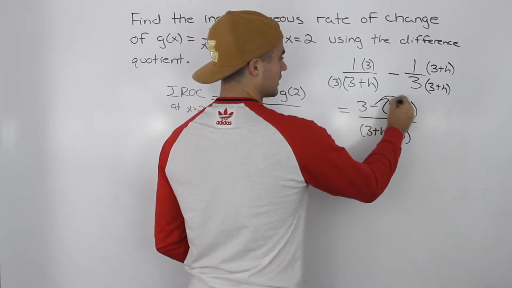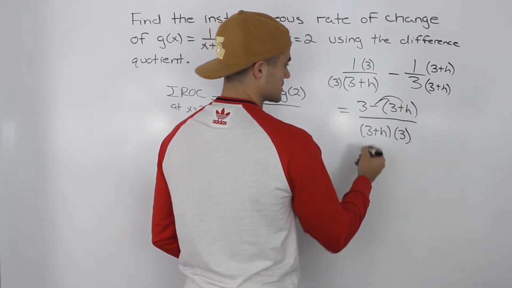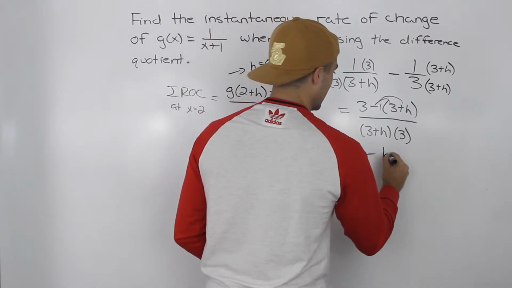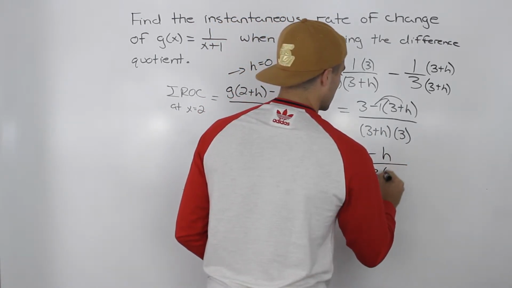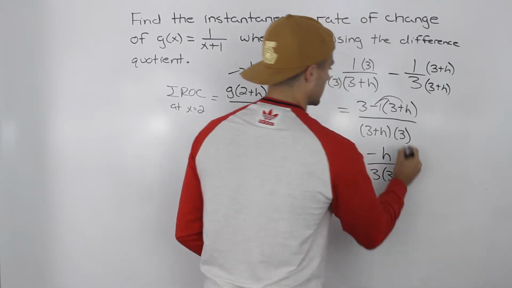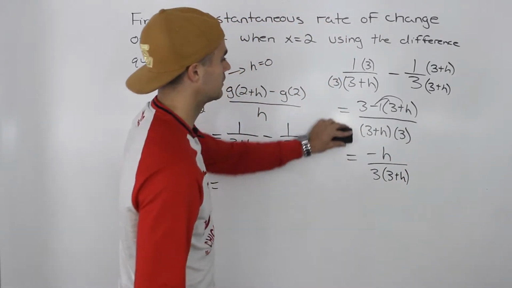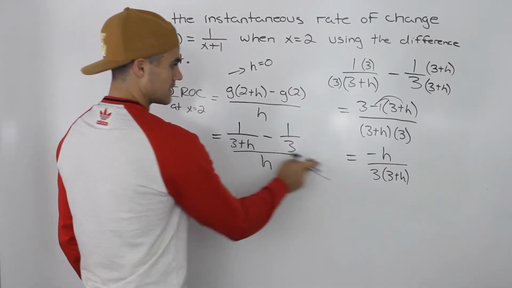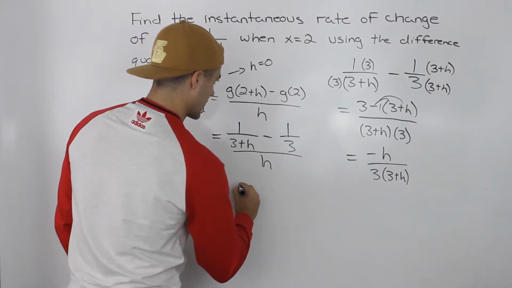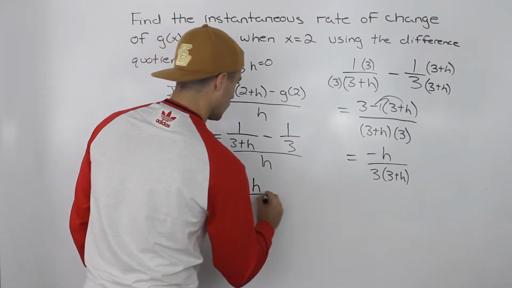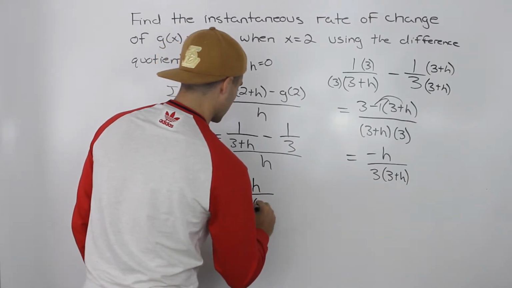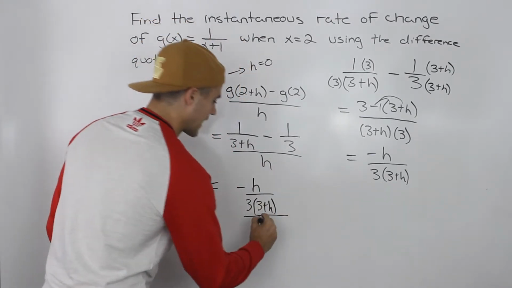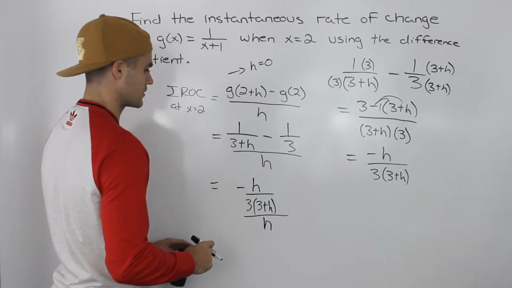So distributing this negative inside, 3 minus 3 is 0, then negative 1 times positive h is negative h. So we'll be left with negative h over 3 bracket 3 plus h. Just brought this 3 in front here to make it look a little nicer. So this here is going to simplify to this. So we're going to have negative h over 3 bracket 3 plus h, and then this is still going to be all over that h in the denominator for the difference quotient.